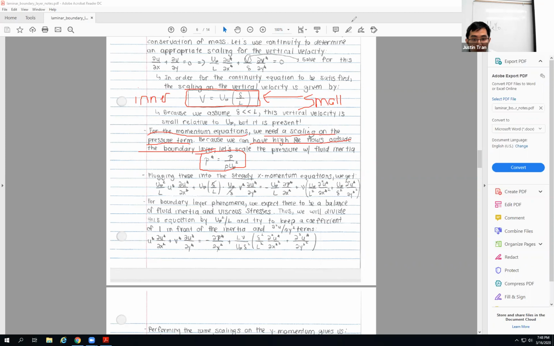Okay. So we have a question of, we have multiple ways of scaling the pressure term. So how do we know which scaling to use when? So that's a great question. A lot of times, the reason that we know these pressure scalings is because of experiments that we did. Okay?